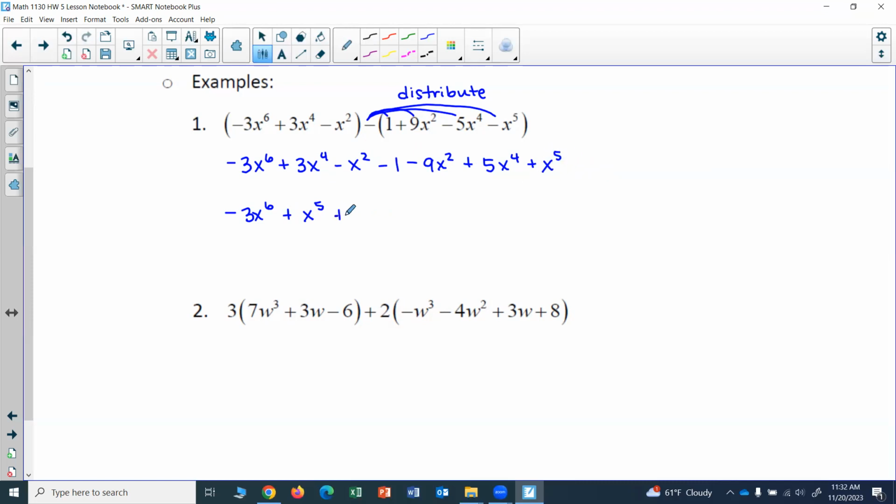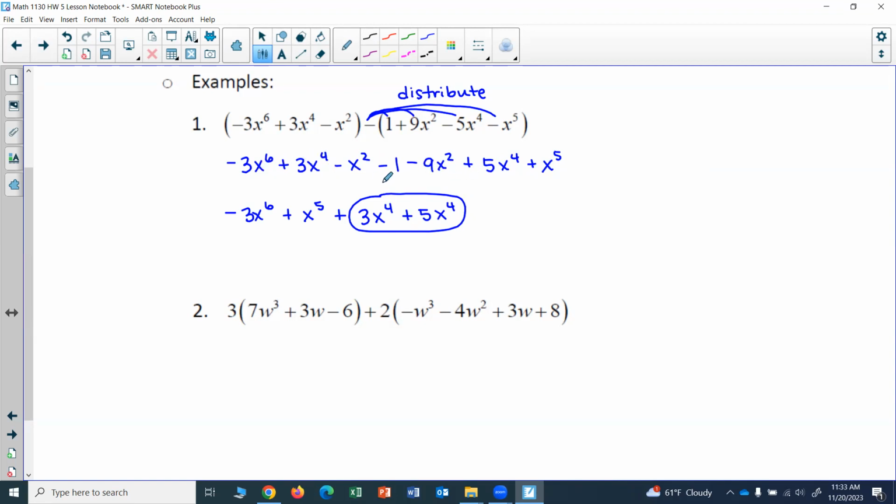Now I'll do my x to the 4th power. So I have 3x to the 4th power. I also have 5x to the 4th power. So I'll have plus 5x to the 4th power. So these two are going to be like terms that get combined. Now I'll do my cubes. So I look for any third power terms, and I don't have any, so I don't have to write anything for the x to the 3rd term.